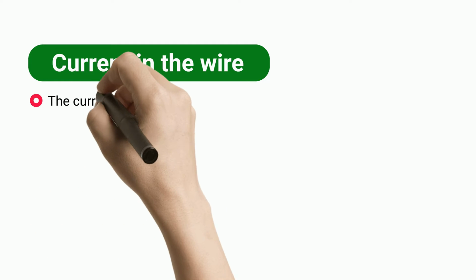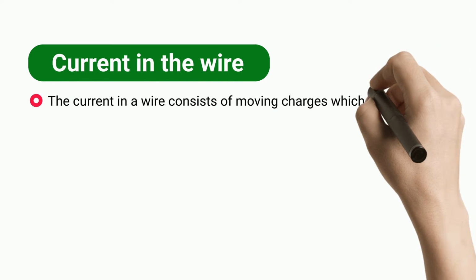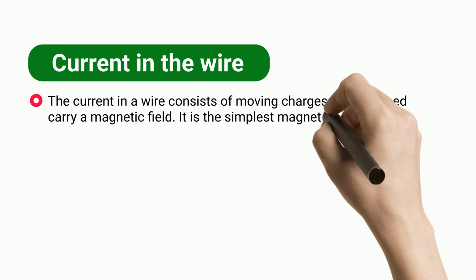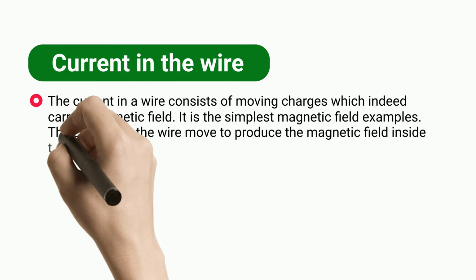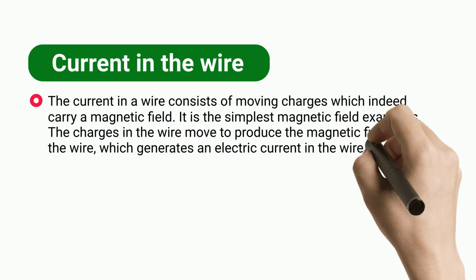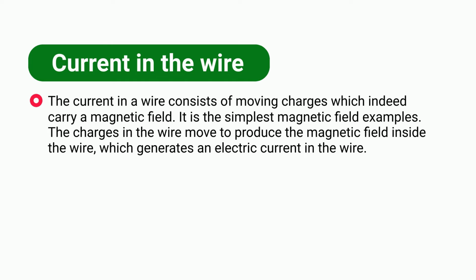Current in the wire. The current in a wire consists of moving charges which indeed carry a magnetic field. It is the simplest magnetic field example. The charges in the wire move to produce the magnetic field inside the wire, which generates an electric current in the wire.